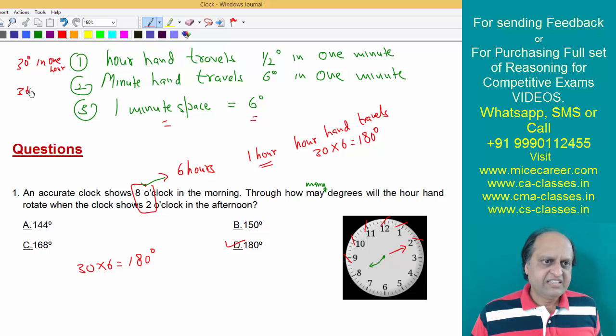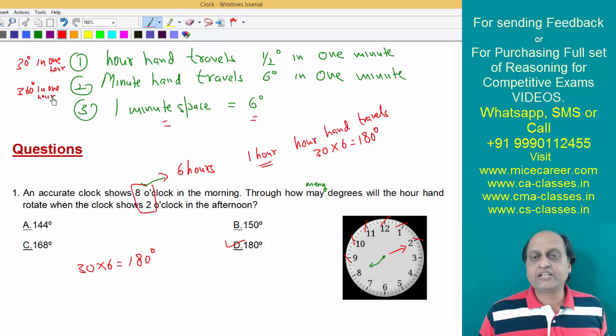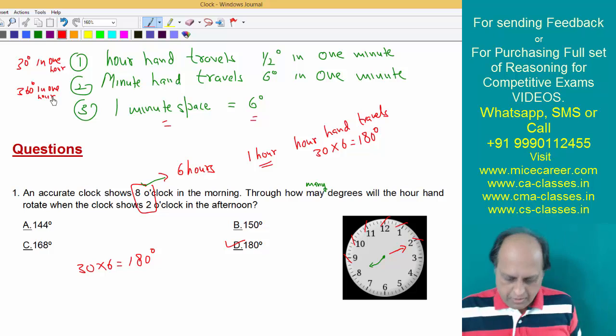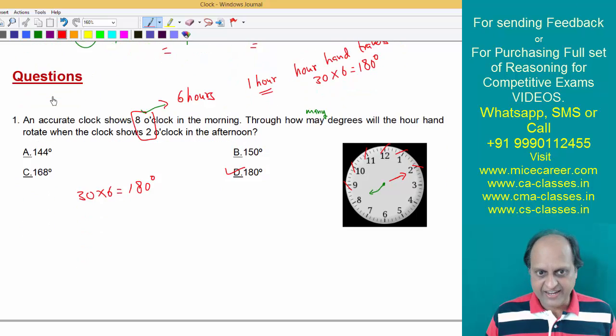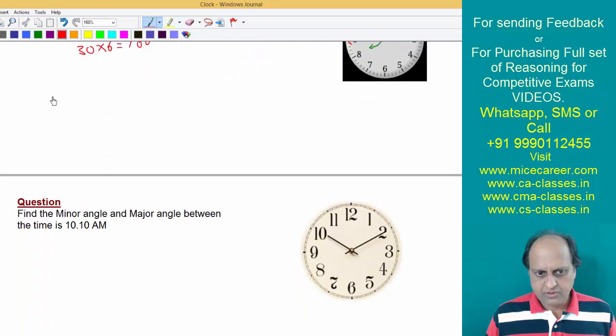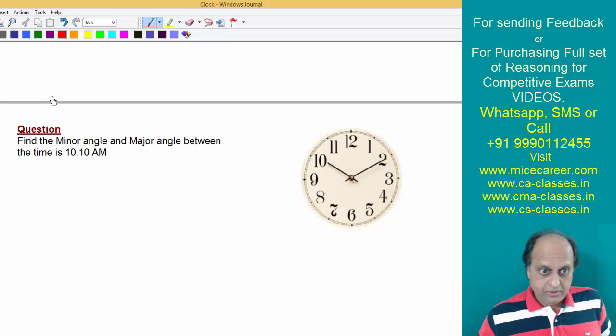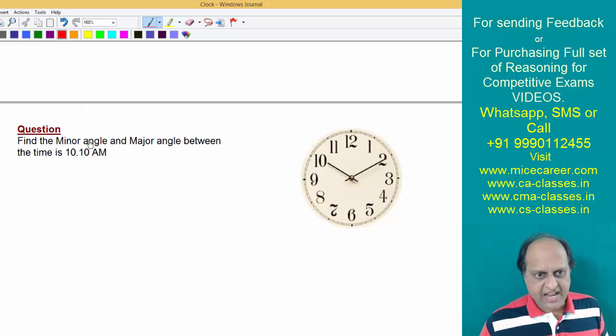Minute hand travels 360 degrees in 1 hour. This I have already explained to you in my theory video regarding clocks. So the correct answer is 180 degrees. Now another question. It is asking for minor and major angle.